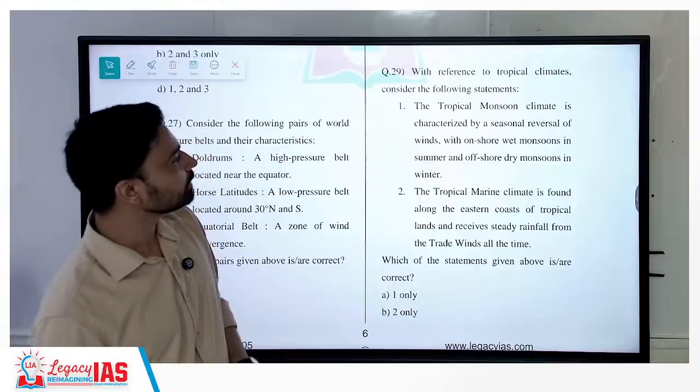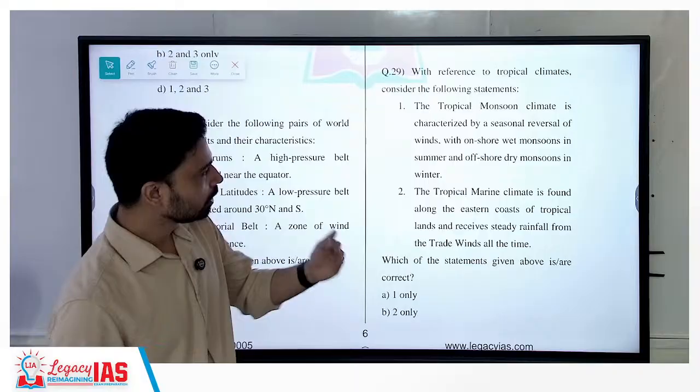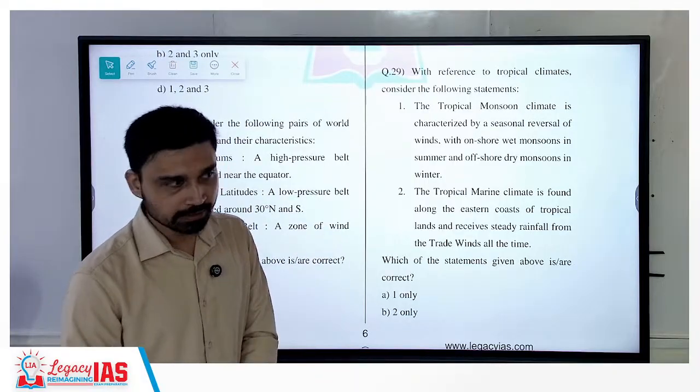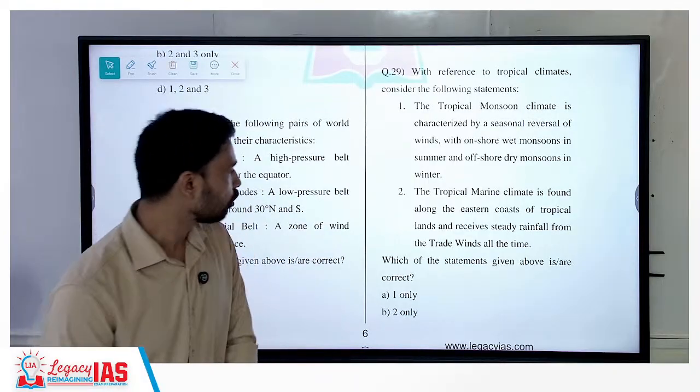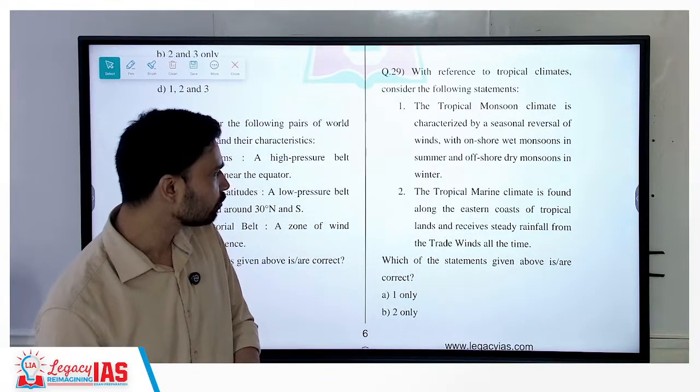Then with reference to tropical climate, consider the following statements. Tropical monsoon climate is characterized by seasonal reversal of wind. That is the definition: onshore wet monsoon in summer, offshore dry monsoon in the winter, the southwest monsoon and northeast monsoon. Tropical marine climate is found along the eastern coast of tropical lands and receives steady rainfall from trade winds all the time. This is true.